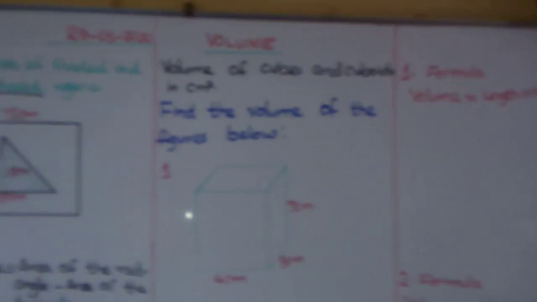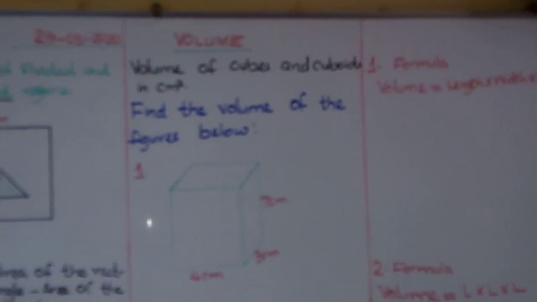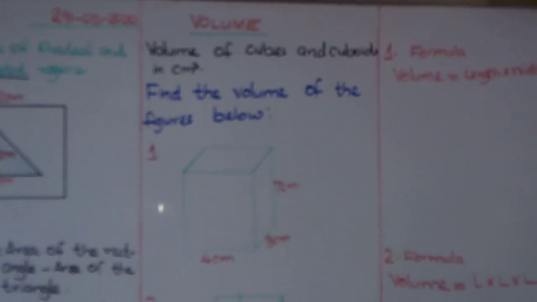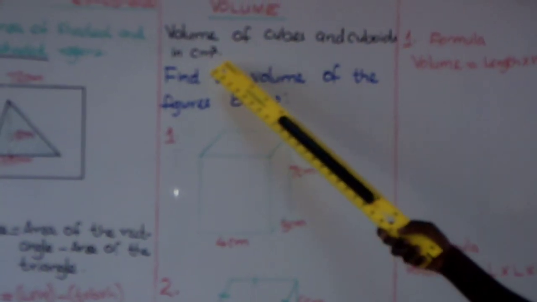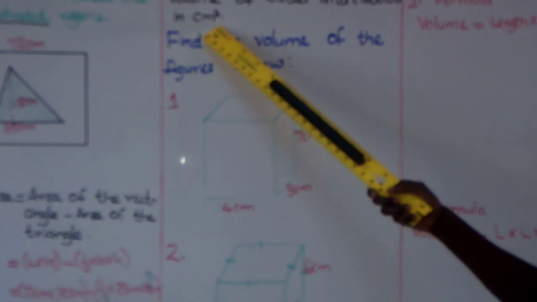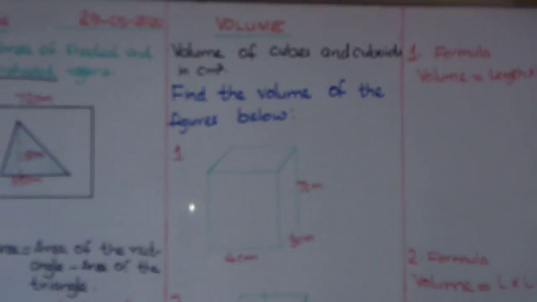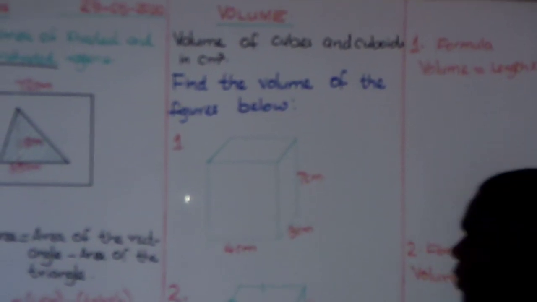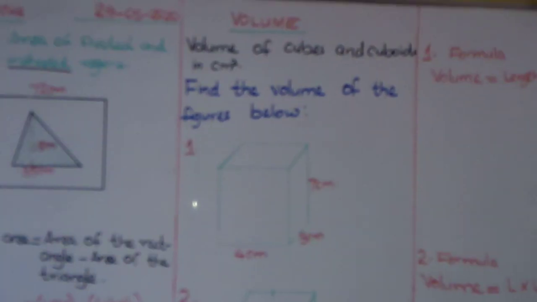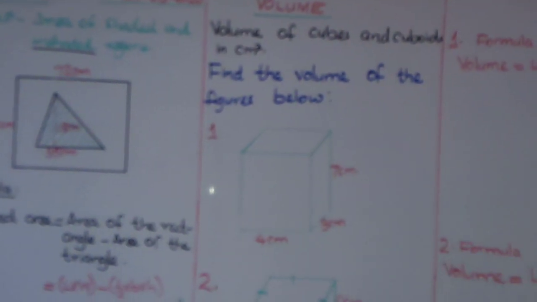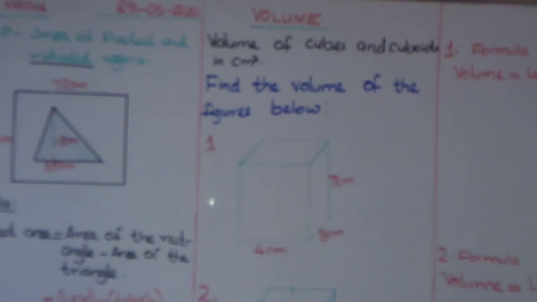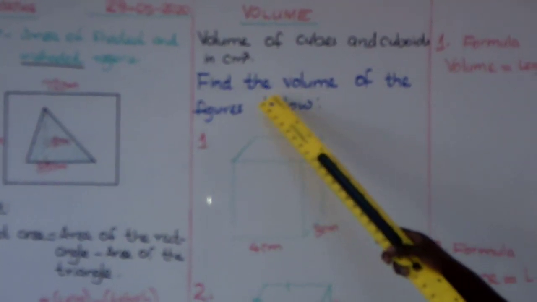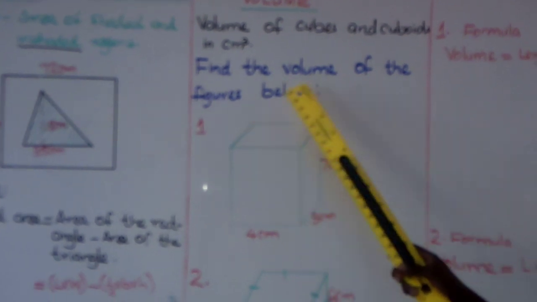Now, here we are looking at volume. In class 5, you learned volumes of cubes and cuboids in cubic meters. Remember, we have now stopped learning about square centimeters. Now we are talking about cubic centimeters. So this is cubic centimeters. Here we are told to find the volume of the figures below.